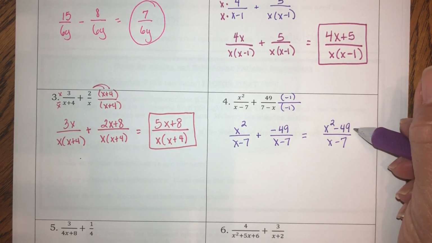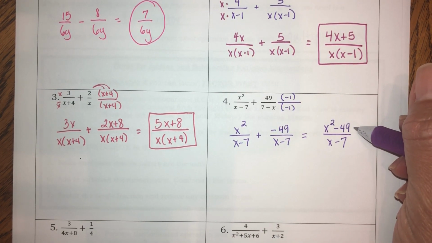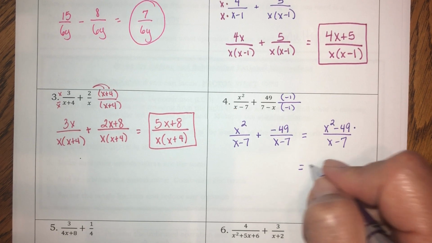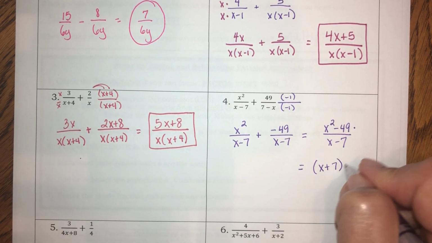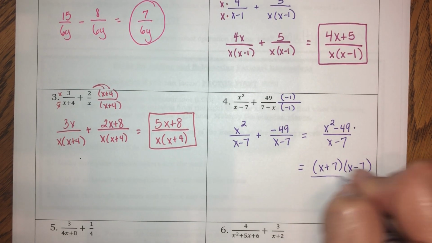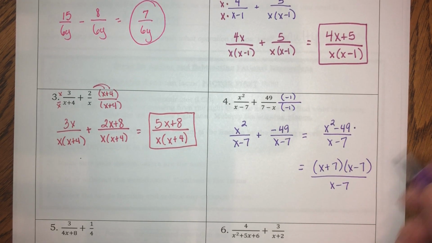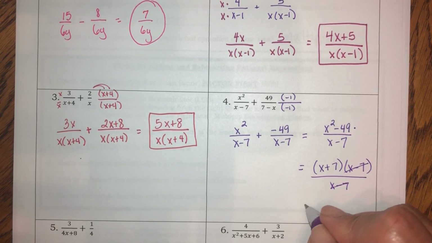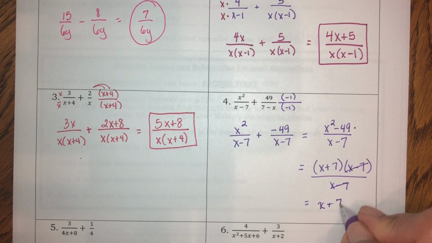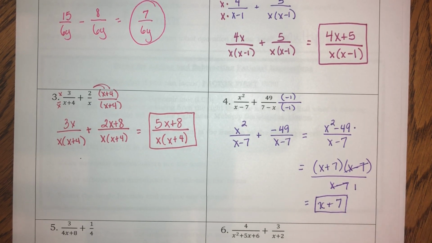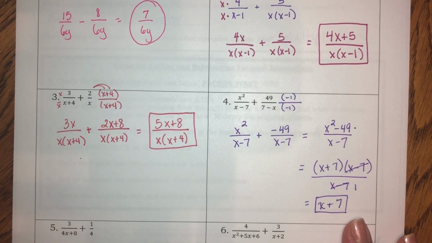Now this problem, I ended up with something on top that can be factored. So now you go ahead and factor that. That is difference of 2 perfect squares, x plus 7, x minus 7, over x minus 7. And now the x minus 7's cancel, leaving you with x plus 7. Now you are allowed to cross out the whole bottom. You can put a 1 there and write it as x plus 7 over 1 if you want. But because it was the denominator that got knocked out, we can just leave that alone.